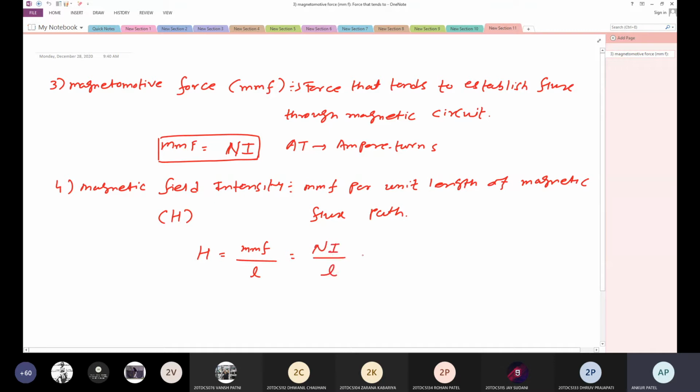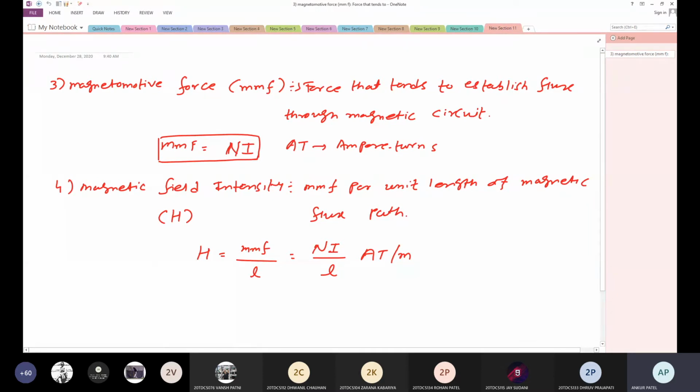So what is the unit? It is ampere turn per meter. So it is the magnetic field intensity or magnetic field strength, MMF per unit length of magnetic flux path. Unit is ampere turn per meter, denoted by capital H.